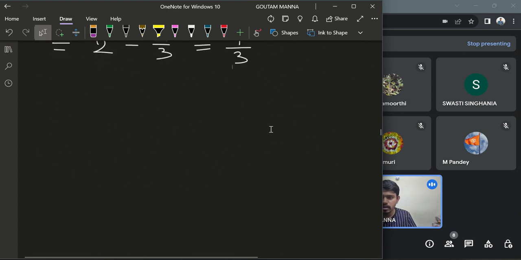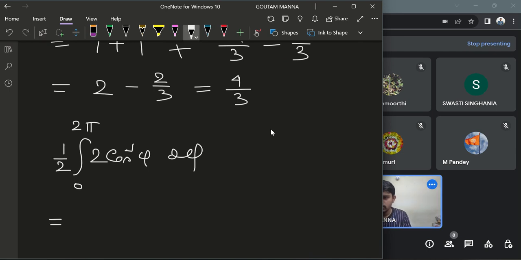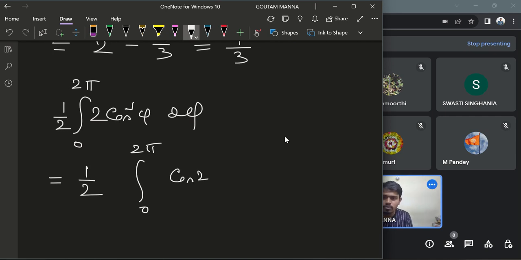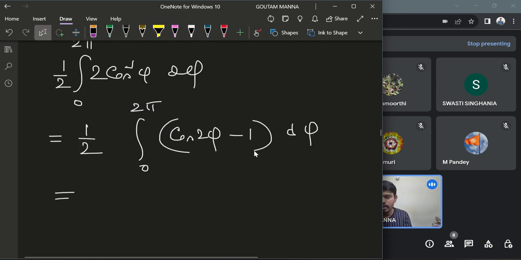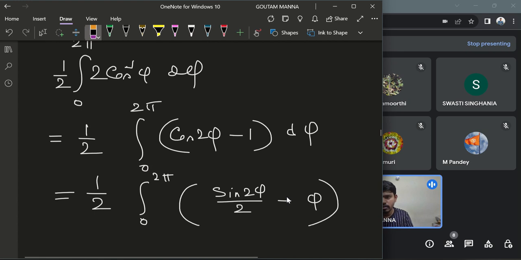And this phi integration, that I can do separately also. 0 to 2 pi cos square phi d phi. I can put a half here, 2 here. So in that case, it's half, then 0 to 2 pi, 2 cos square phi can be written as cos of 2 phi plus 1 d phi, and doing the integration, it will be half, 0 to 2 pi. This will be sine of 2 phi by 2 plus phi. Sorry, integration is done. So it will be 0 to 2 pi.